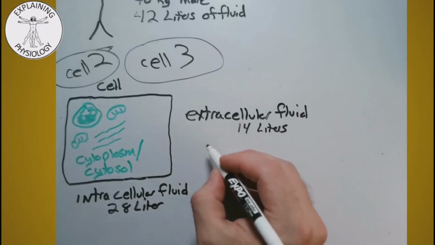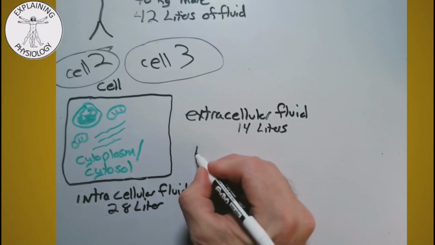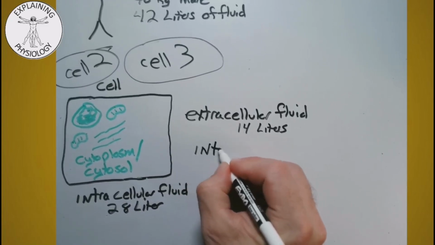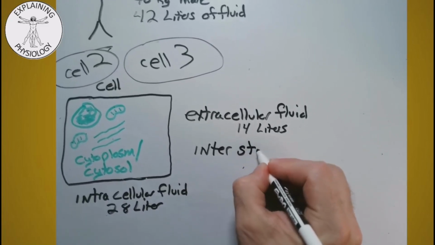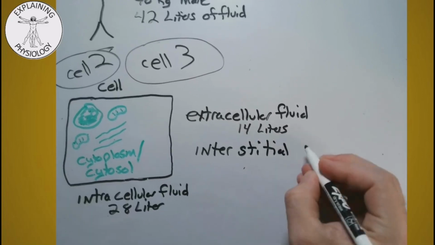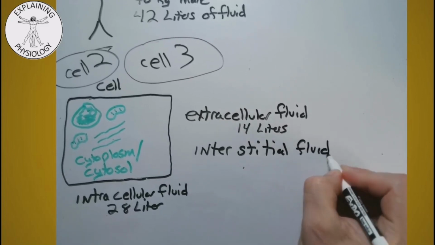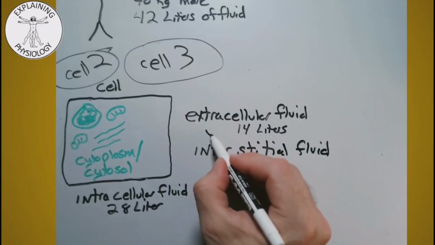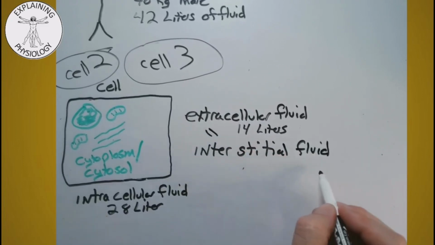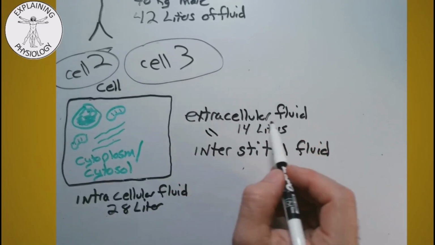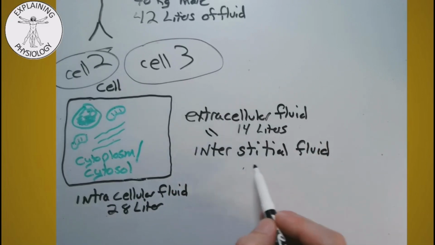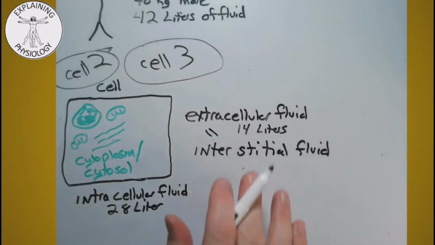And so because of that, the extracellular fluid is sometimes referred to as the interstitial fluid. So the extracellular fluid basically is going to be equaling the interstitial fluid. So it's outside of the cell, extracellular fluid, but it's inside of the tissues. So it's going to be interstitial fluid. Now this is going to be surrounding the cells.